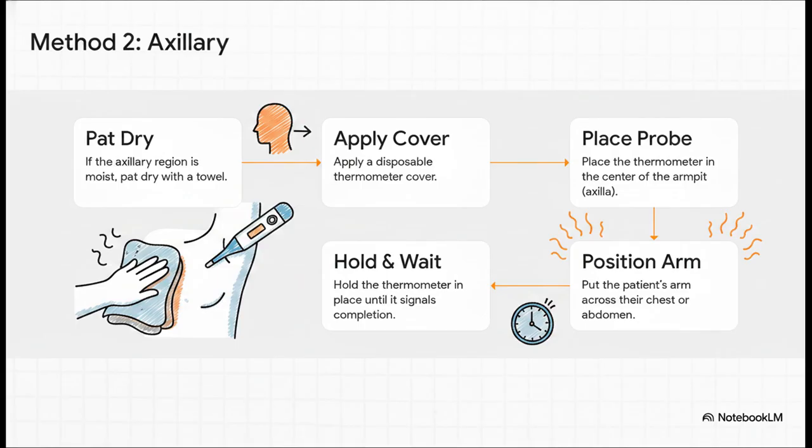This one is probably the safest, which is why you see it used a lot with newborns. Now, the single most important thing here, make sure the armpit is completely dry. Any sweat will give you a reading that's way too low. So you'll place the probe right in the center of the armpit, have them bring their arm down across their chest and hold it snugly. Just remember, this method is generally considered the least accurate.